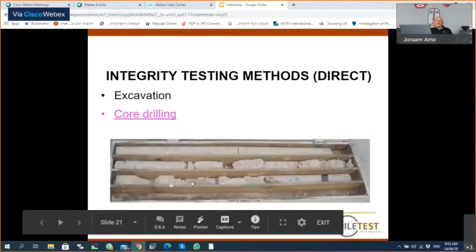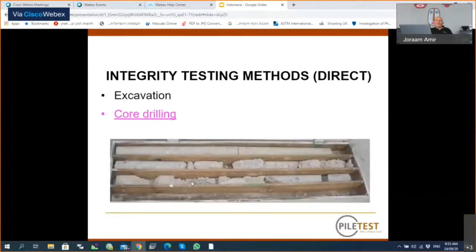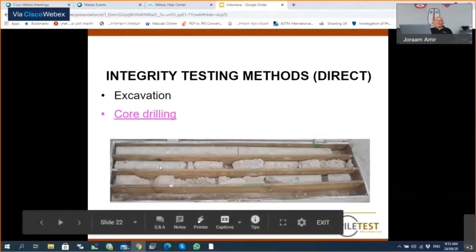The other direct method is core drilling. Here you can go very deep inside the pile and get a very good sample of the concrete. Of course, this relates only a very small percentage of the cross-section of the pile.